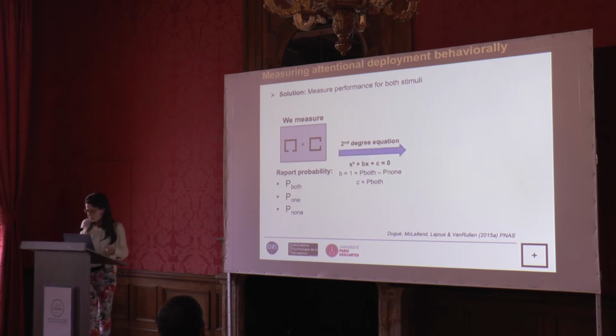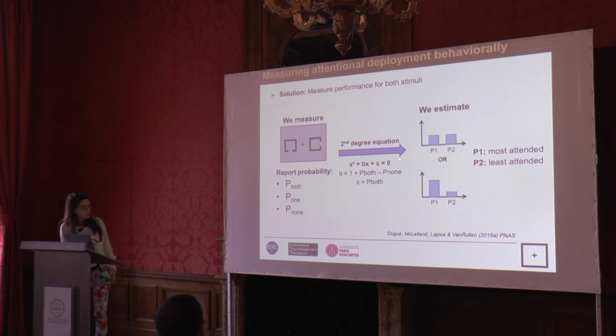Now, using some second-degree equation, we can reconstruct those probabilities as follows. By solving a second-degree equation we have 2 solutions, solution 1 and solution 2. And as you know, the solutions of a second-degree equation can either be equal or they can be different. In this case, we're going to be calling P1 the one at the most attended location, and P2 the least attended location. And once again, we have the assumption that if you are better at one location, it means that there is more attention. We do that simplification, okay?